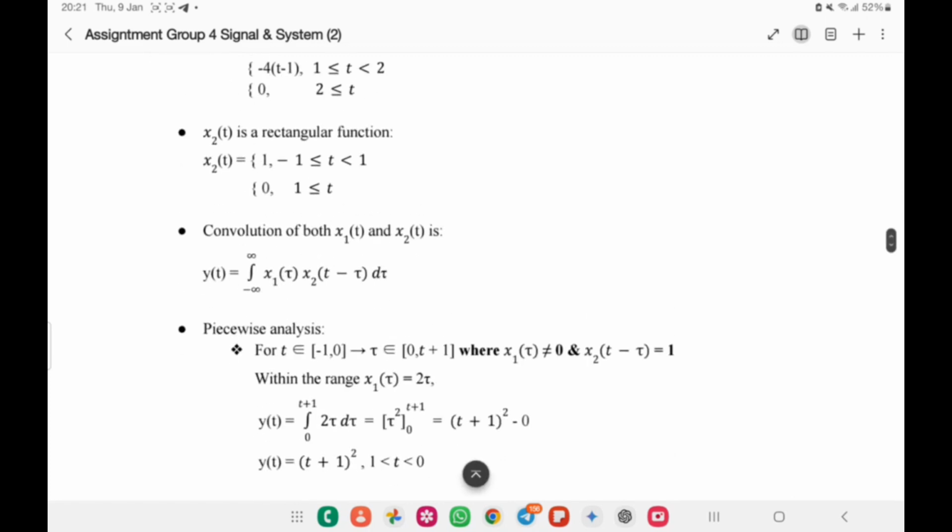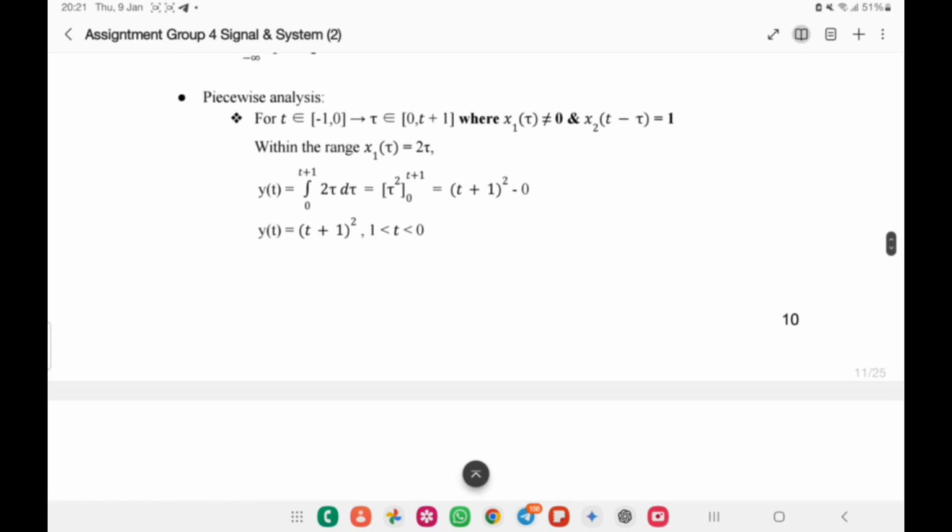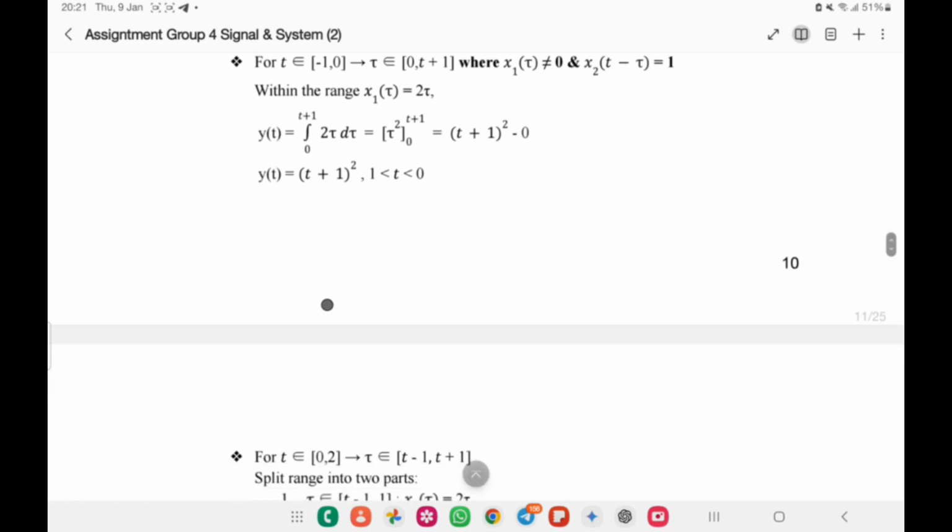So we just do the convolution, which is x1(t) convolved with x2(t) equals the integral of x1(tau) x2(t minus tau) d tau. So for the first one here, x1(tau) equals 2 tau. So we substitute t plus 1 to 0 in the integral. So y(t) equals (t plus 1) squared, for t from negative 1 to 0.